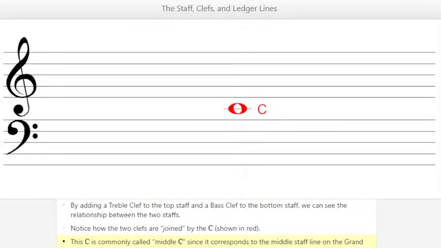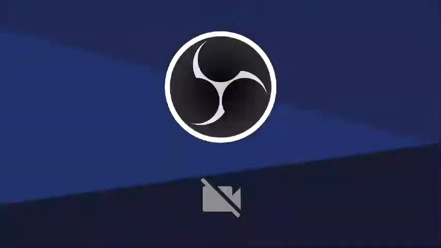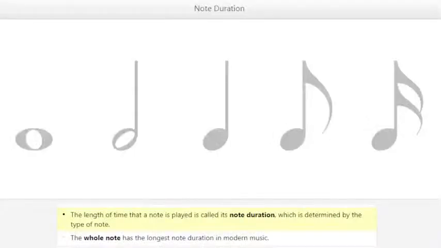Having seen that, you will agree with me that now that we know our staff, our clefs, and our ledger lines, let's now take a look at the note durations, because this is very important. With Time Inside Singing, we're going to explain to you how to actually read each of these durations.